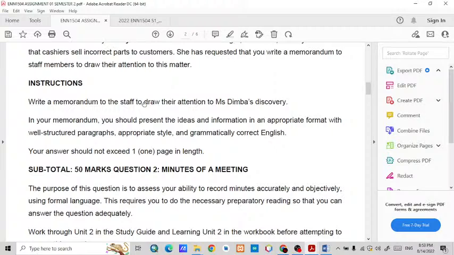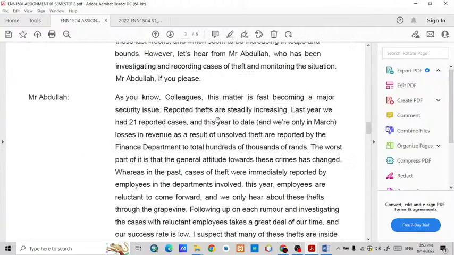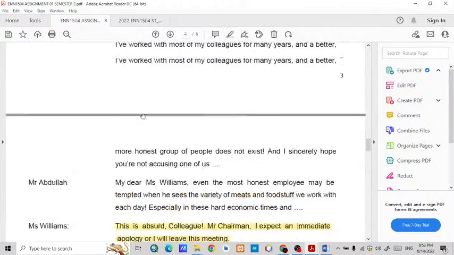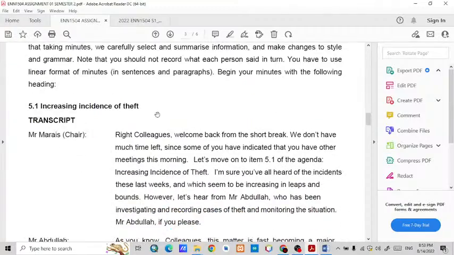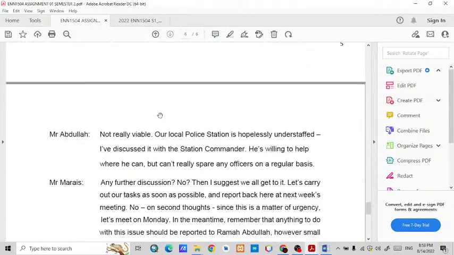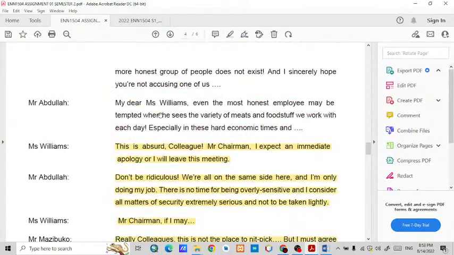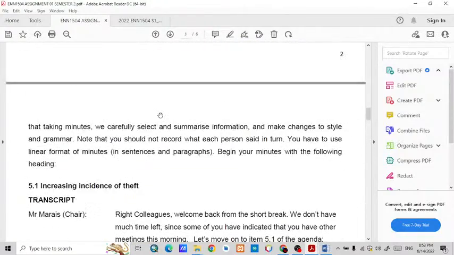Let us move on now to question number 2. This is about minutes. I was so angry when I saw the question paper. The transcript was too long. In previous semesters, the transcript was short. Let me count how many pages are here: 1, 2, 3. Three and a half pages. It's not that bad, but I wasn't too impressed.